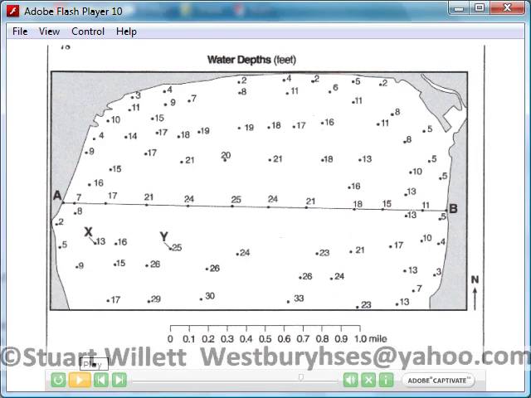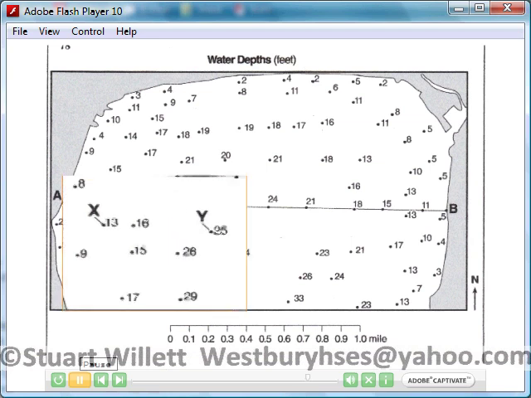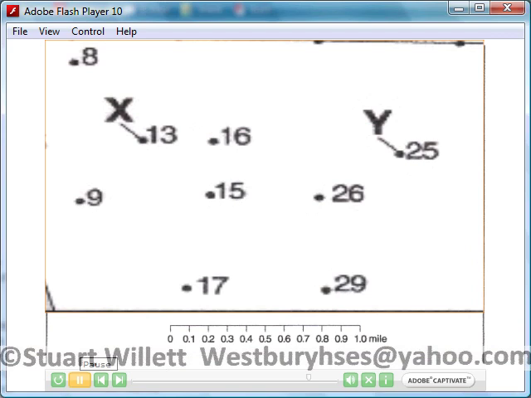Okay, let's do another problem. We want to calculate the gradient between x and y. Now, I want to zoom in a little bit because it's difficult to see x and y. I've highlighted them right here so you can see that. But if we can zoom in a little bit, then we can see x, the value of x is 13, the value of y is 25. So the change in field value is going to be 25 minus 13, and that's going to be 12.